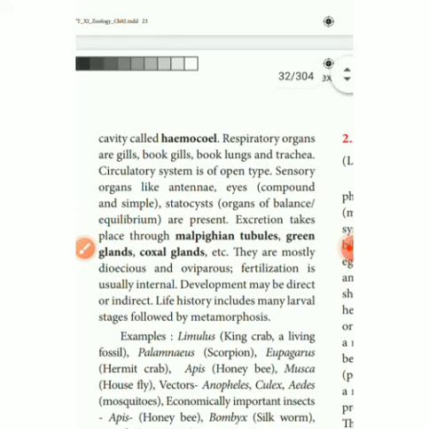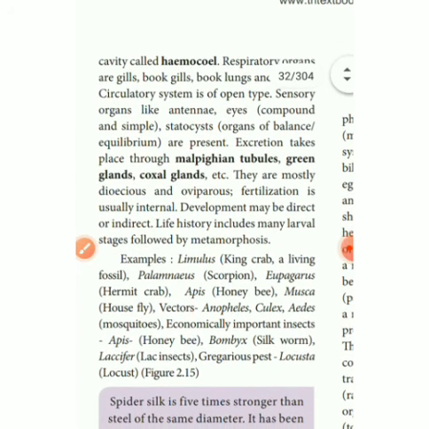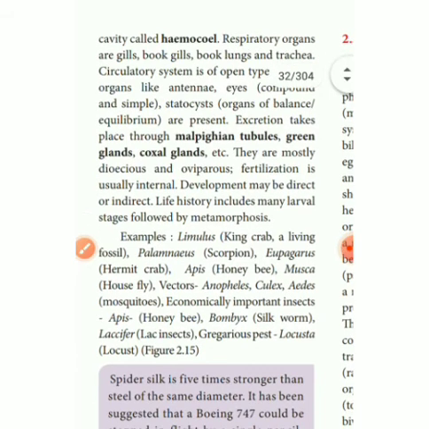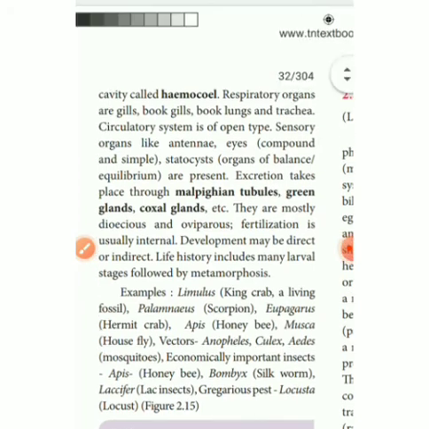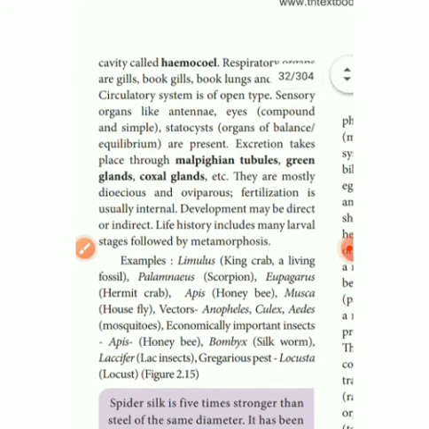They are mostly dioecious and oviparous. Fertilization is usually internal. Development may be direct or indirect. The life history includes many larval stages followed by metamorphosis. These characteristics are seen in the phylum Arthropoda.